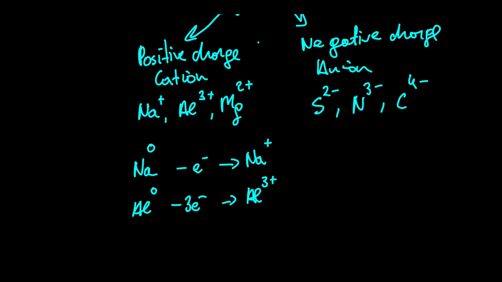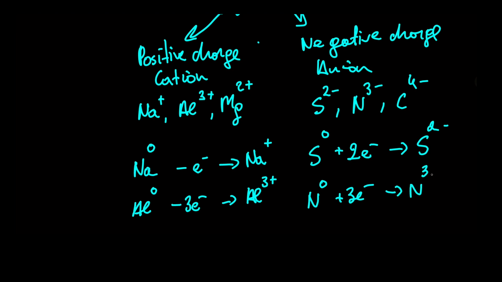And the same concept goes for anions. But in this case, to become an anion, you must gain electrons. So if sulfur gains 2 electrons, it becomes S2-. And if nitrogen gains 3 electrons, it becomes N3-.